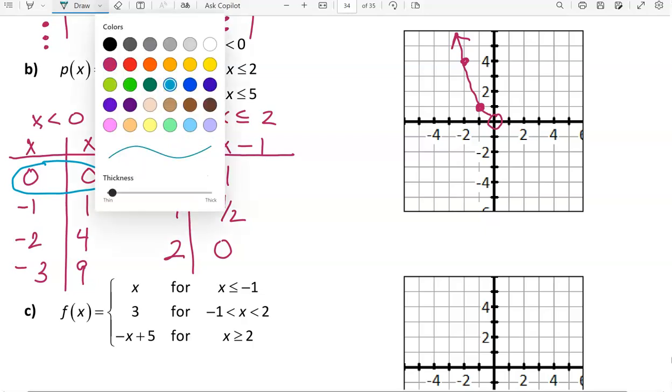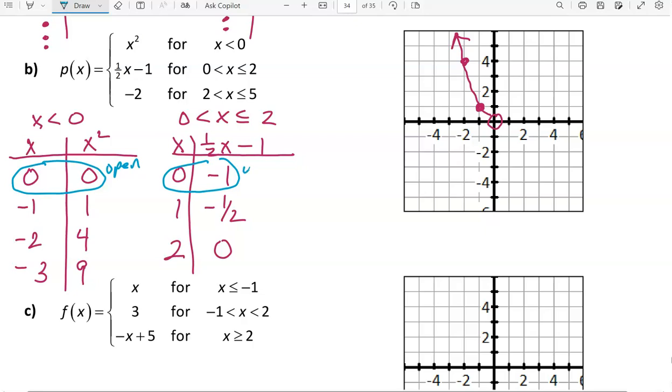But note that we're starting again with an open circle on that endpoint, and we have a closed one on the other endpoint because 2 is included in that interval. So 0, negative 1 has an open circle. 1, negative 1/2 is included. 2, 0 is also included, but that's an endpoint of the interval. So really that's just the piece of that piecewise function. And then for our next table, that would be the interval from 2 to 5.